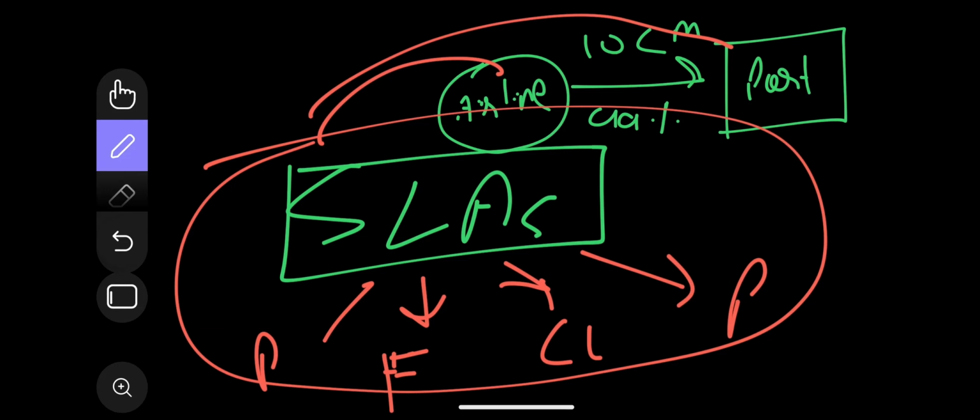Yes, so this was it from my side. When it comes to availability, we have talked about redundancy, then we have talked about SLA and SLO.